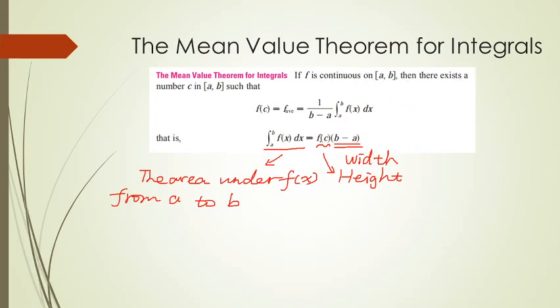And the mean value theorem for integrals means there exists a number c in the closed interval which makes the function value equal the average value of the function, right? So it's about the area for the integrals, in the integral version of the mean value theorem.